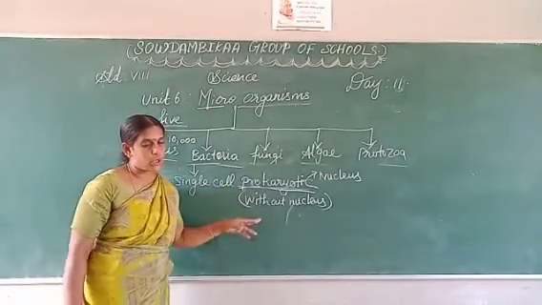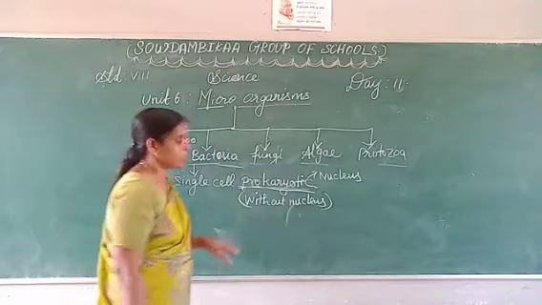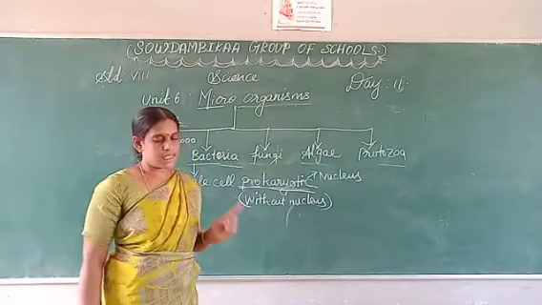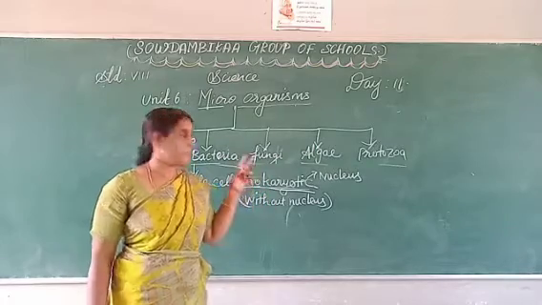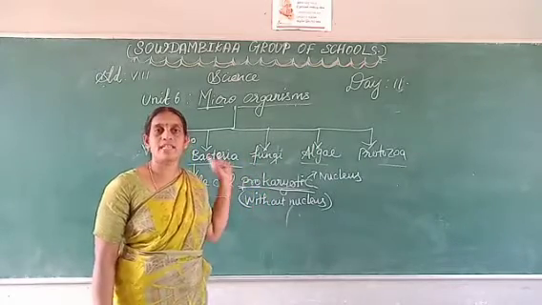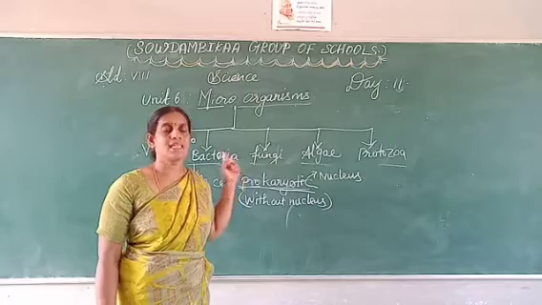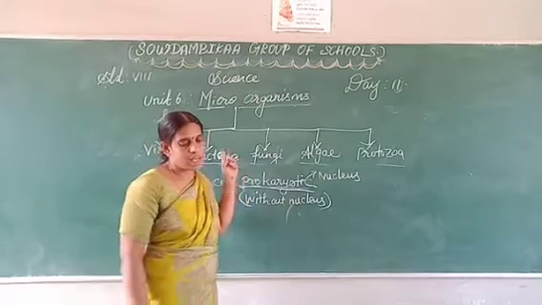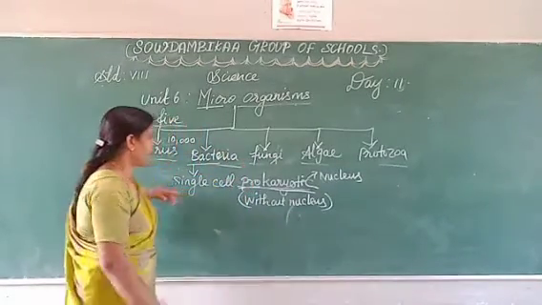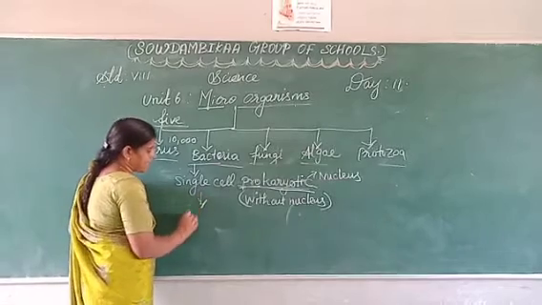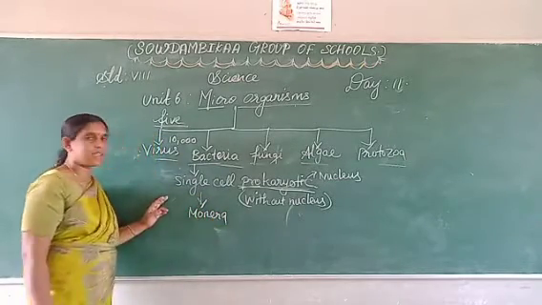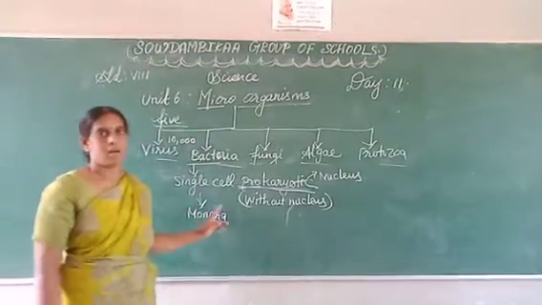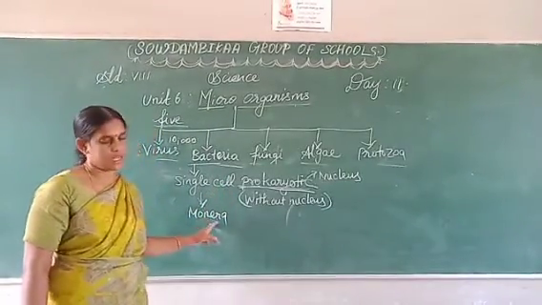Prokaryotic means without the nucleus. They are considered to be the first living organisms on earth. The bacteria is considered the first living organism on the earth. That is the cyanobacteria. The bacteria comes under the kingdom Monera.